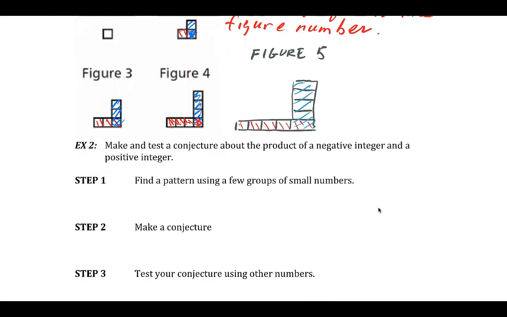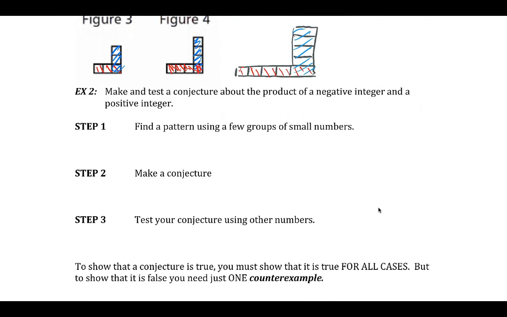All right. So the second one says make and test a conjecture about the product of a negative integer and a positive integer. To do something like this, you should follow some steps. Step 1, find a pattern using a few groups of small numbers. So we need a negative integer and a positive integer. Remember, those are whole numbers that we can see on the number line. So for example, how about positive 1 and negative 2? That'll work.